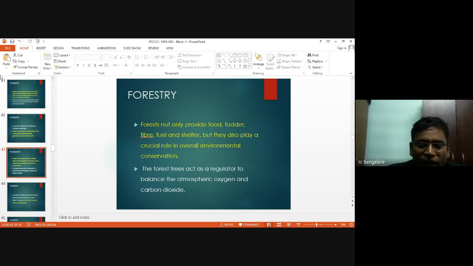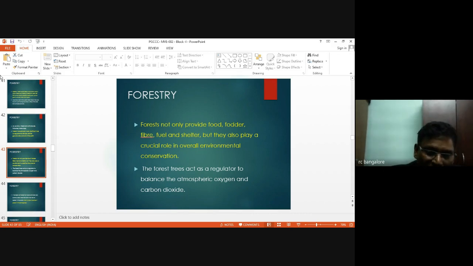Forestry acts as a regulator to balance the atmospheric oxygen and carbon dioxide. This is a very important point. Why? Because during photosynthesis, what happens? The trees release oxygen into the environment and absorb carbon dioxide. So carbon dioxide is a pollutant in the environment, which the plants use.